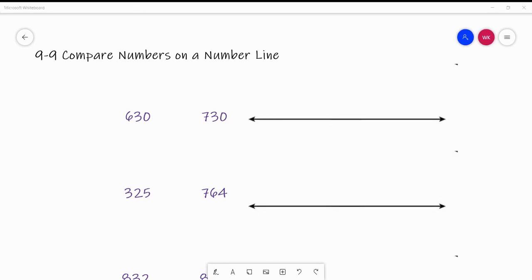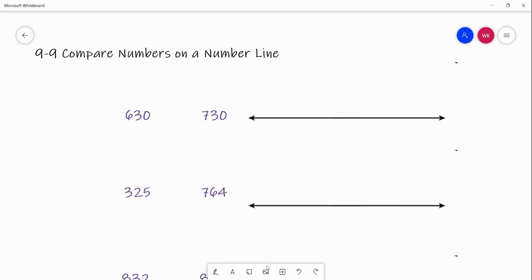Hello, this is our last section in chapter 9, compare numbers on a number line. In our last lesson, 9-8, we were comparing numbers to see if they were greater than, less than, or equal to. We are going to do that, and we're also going to be putting the numbers on an open number line. Our first numbers are 630 and 730.